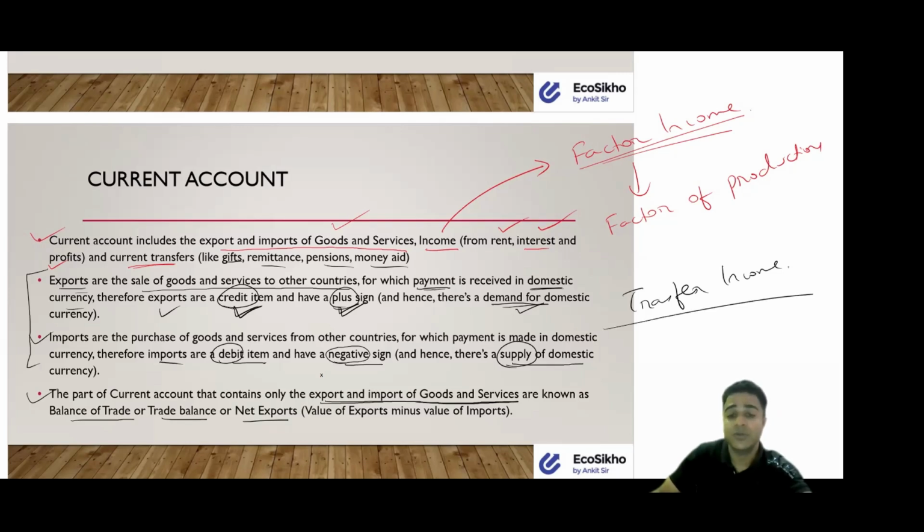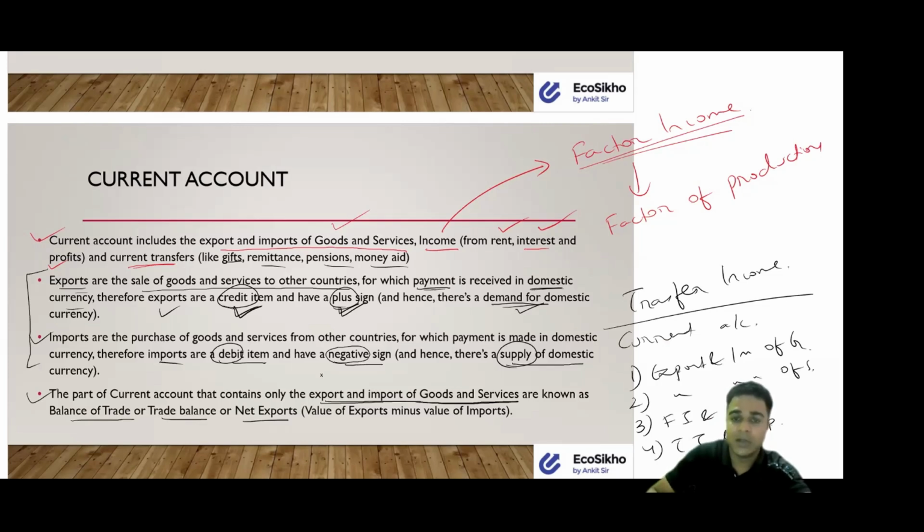You're still getting confused, no? So I have just told you that the current account contains mostly three things. It contains exports and imports of goods. It contains exports and imports of services. It contains factor incomes and factor payments. And it contains transfer incomes and transfer payments.